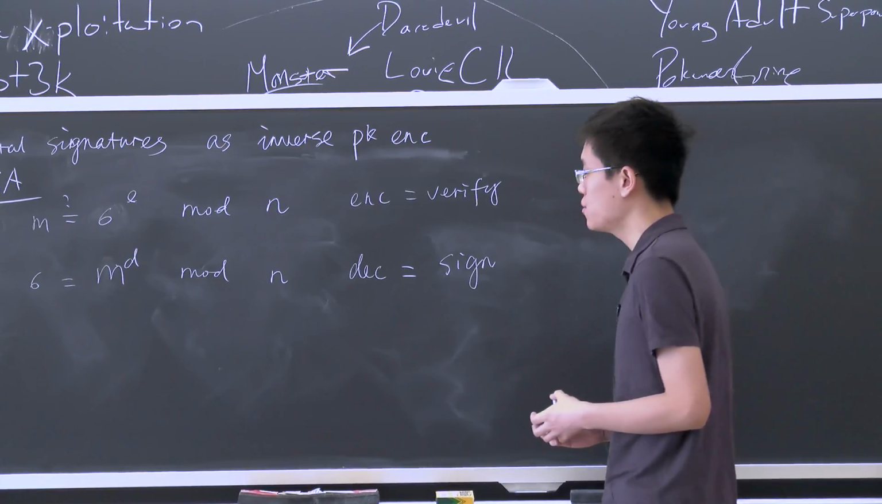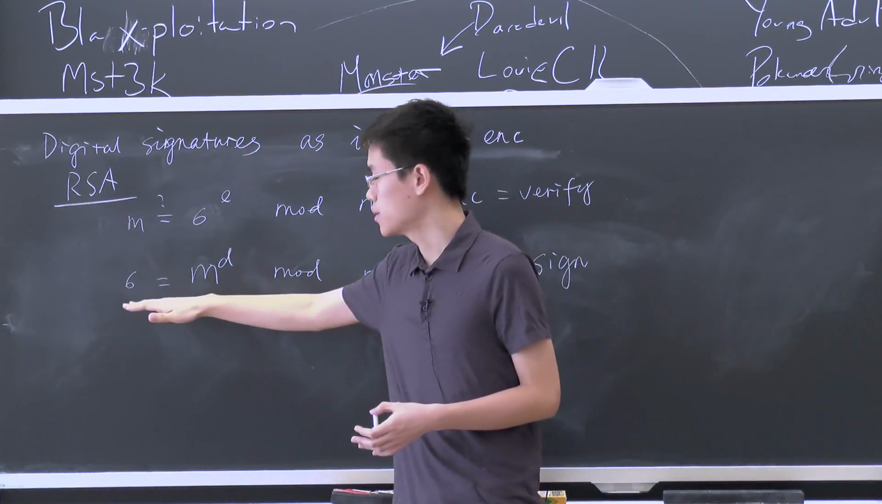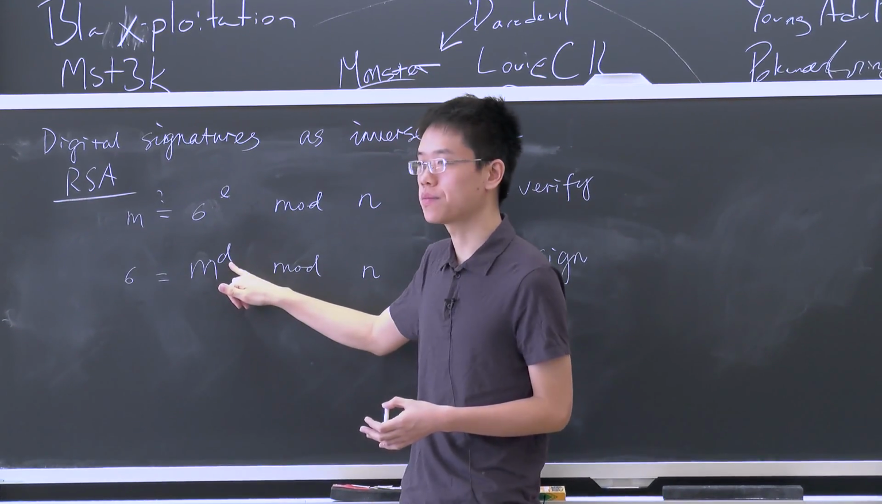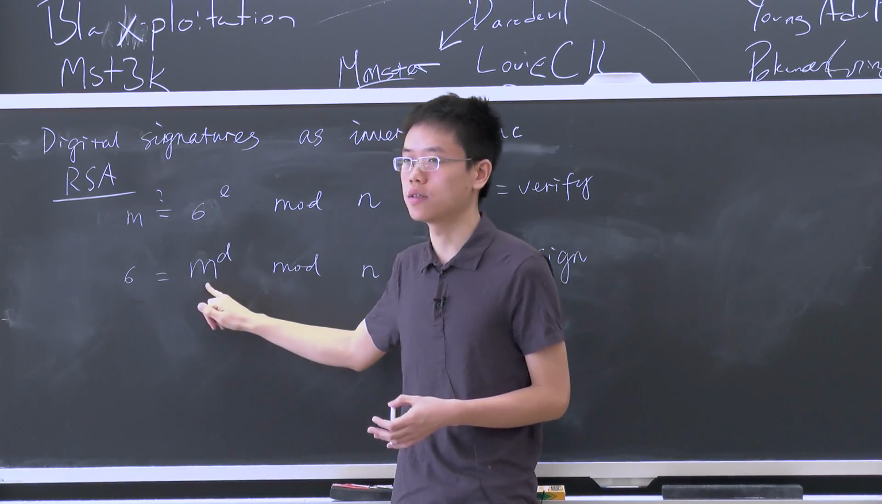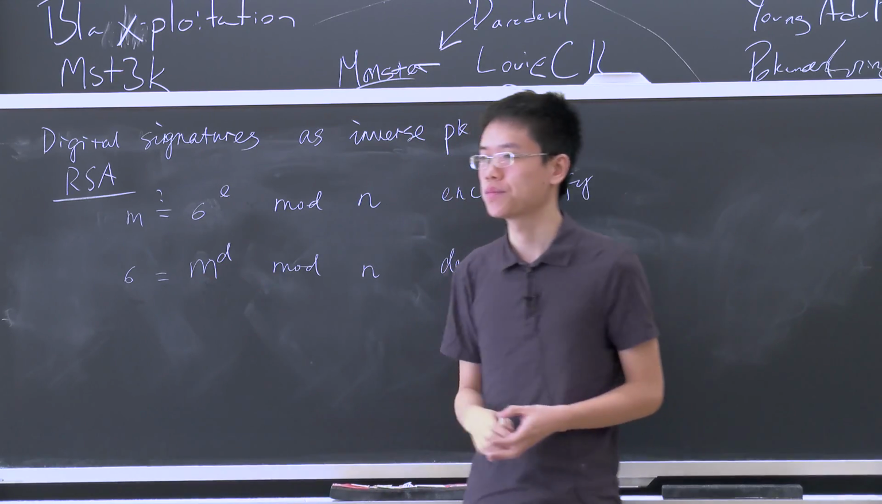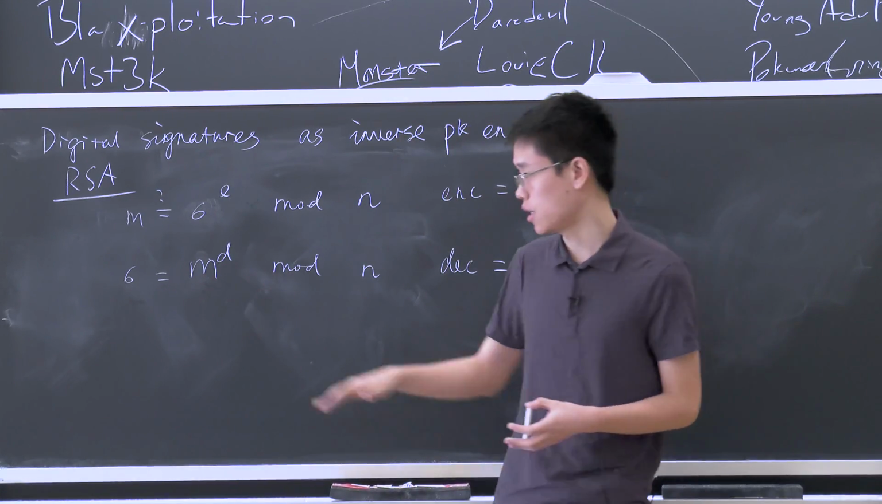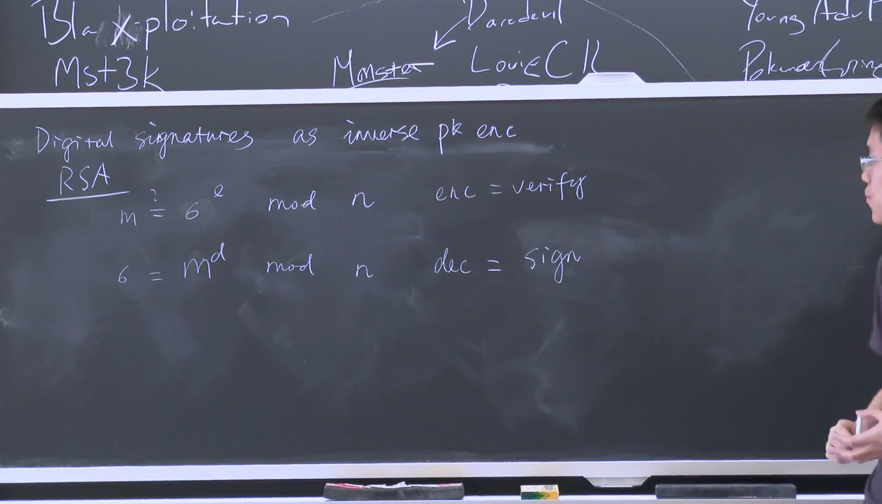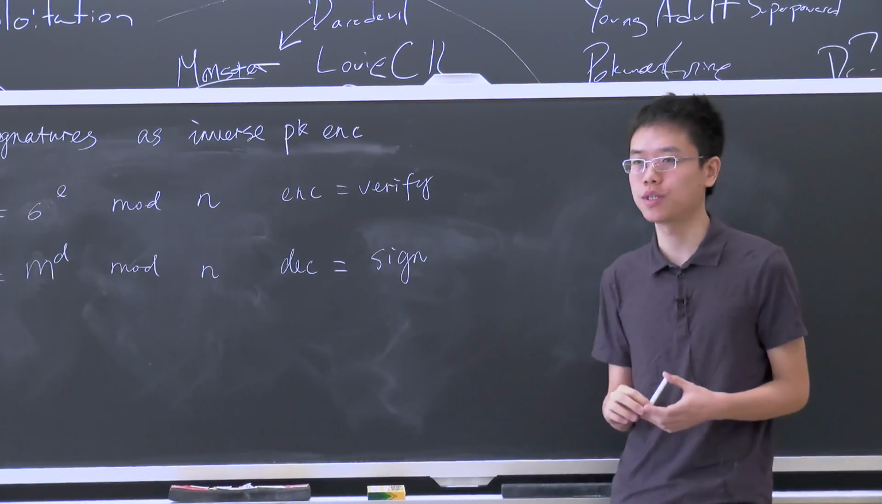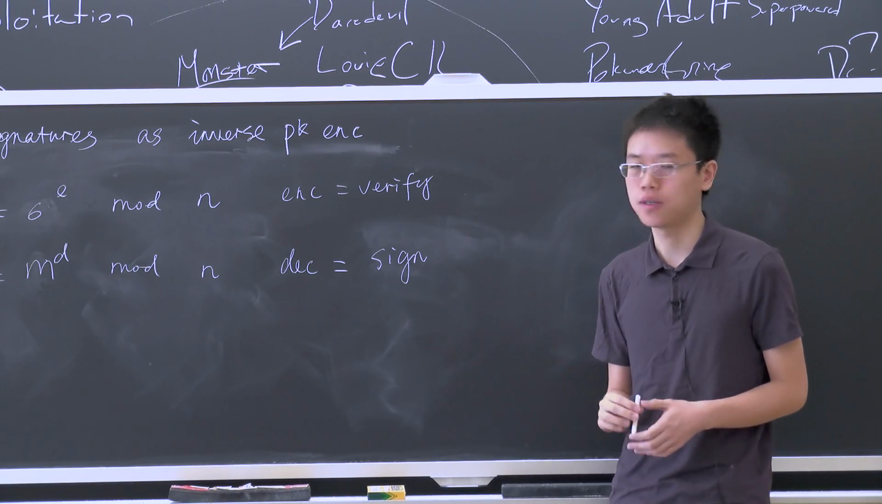And why is it unforgeable? Because an attacker does not have the secret key. So he should not be able to decrypt this M here. Right? He cannot run this algorithm. That's the reasoning behind it. So far, so good.